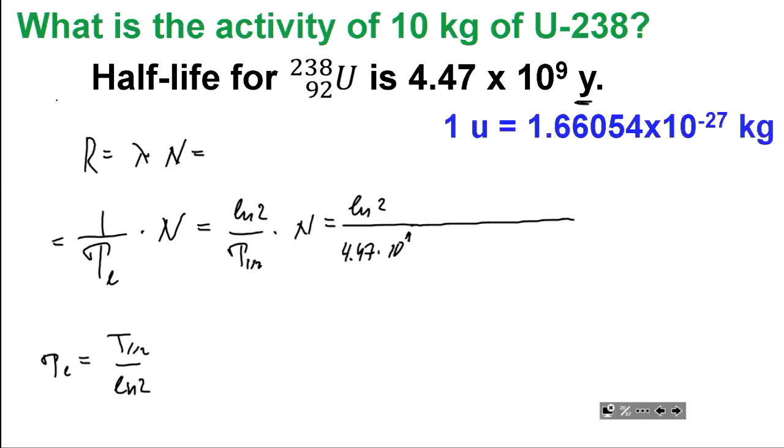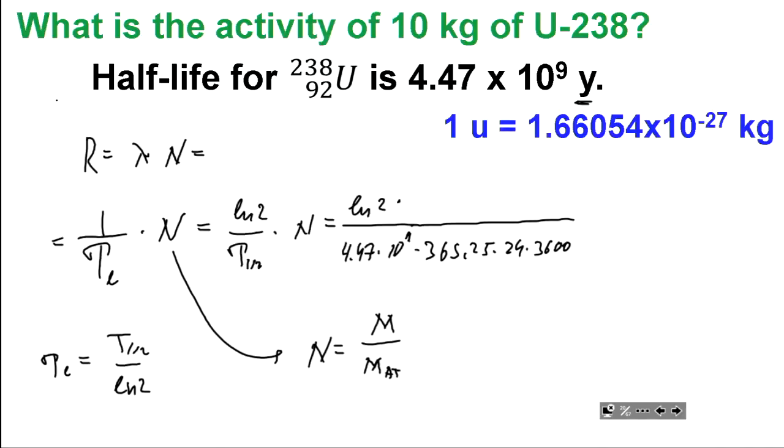What does the Y mean? Years. Again, 1 year, 365.25 days, 24 hours, 3,600 seconds. Times the number. How many atoms? Well, again, from chemistry, it is going to be equal to the total mass divided by atomic mass. And atomic mass is about 238 in atomic mass units.